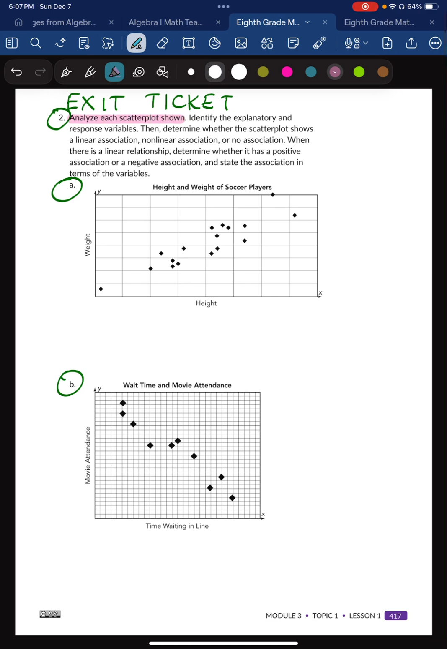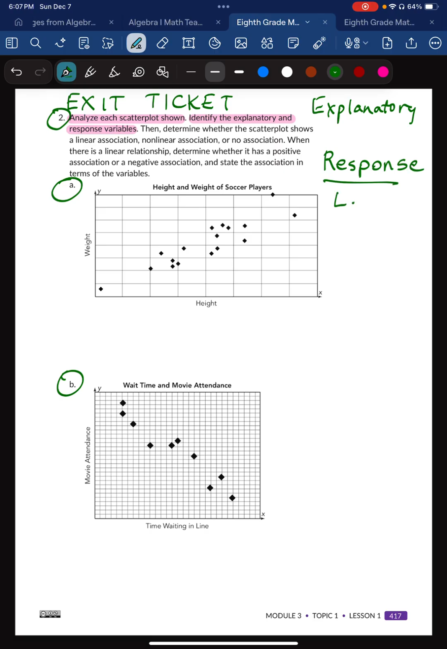Analyze each scatter plot shown. Identify the explanatory and response variables. So you're going to need to say which one is the explanatory, which one is the response. Label them. Second, determine whether the scatter plot shows a linear association, a nonlinear association, or no association. And when there is a linear relationship, determine whether it has a positive association or a negative association.